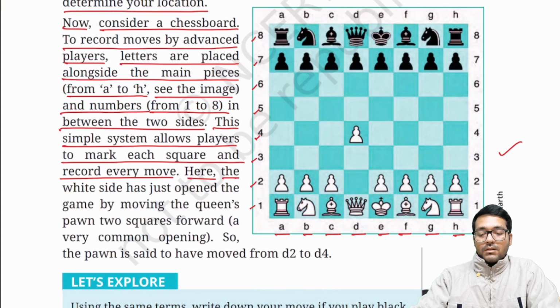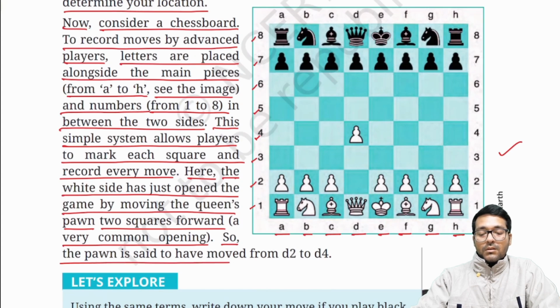Here, the white side has just opened the game by moving the queen's pawn 2 squares forward, a very common opening. So, the pawn is said to have moved from d2 to d4. You can see d2, that is, this is d2 and d4. That means this is d4.